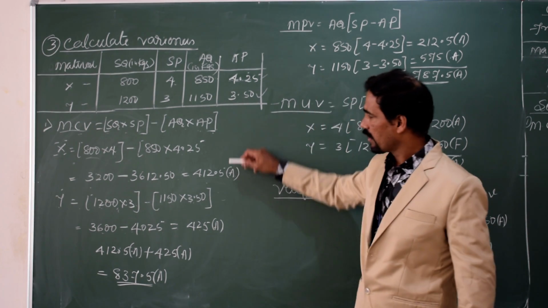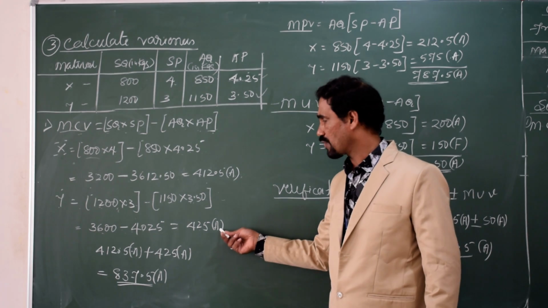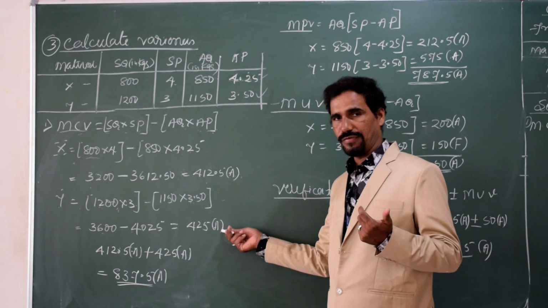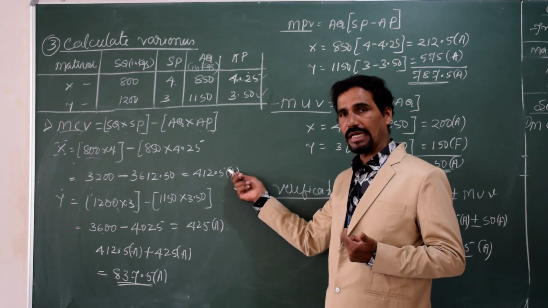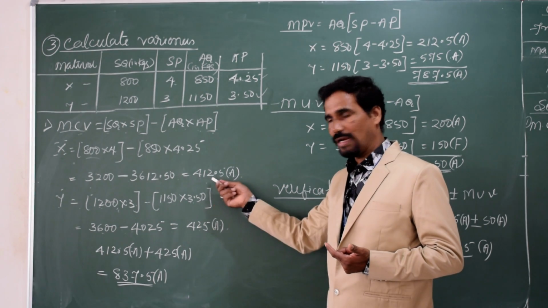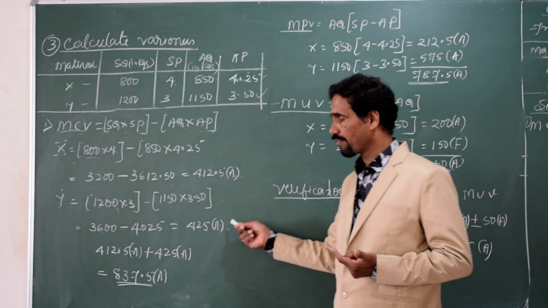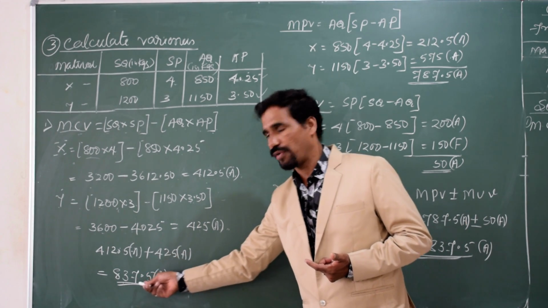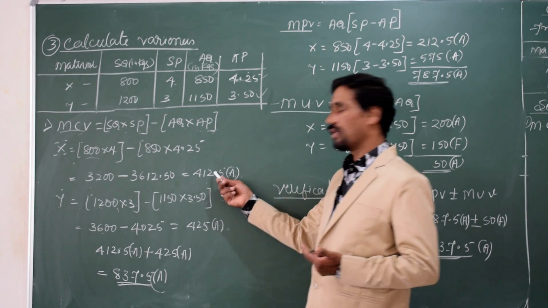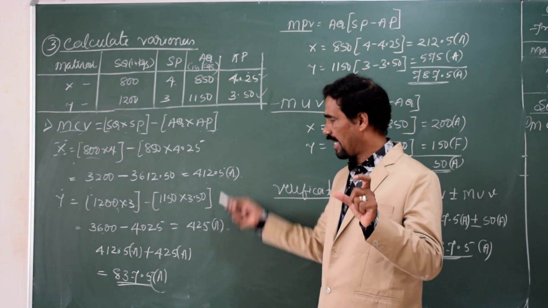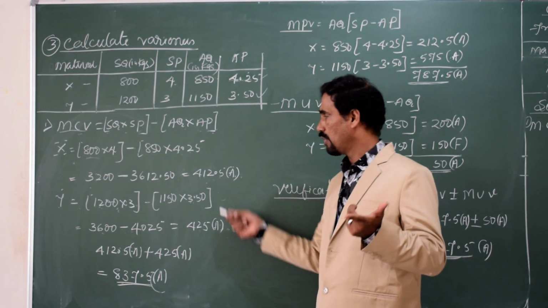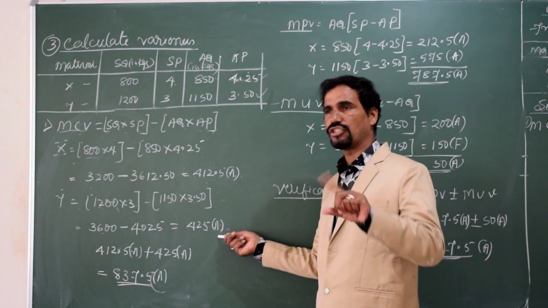See, in these sums X is also adverse and Y is also adverse. In the previous example, X was favorable and Y adverse, but here both materials X and Y come out adverse. So now 412.5 plus 425, the answer is 837.5 adverse. When both are adverse, X and Y should be added. When both are favorable, they should also be added. One favorable and one adverse, it should be subtracted.